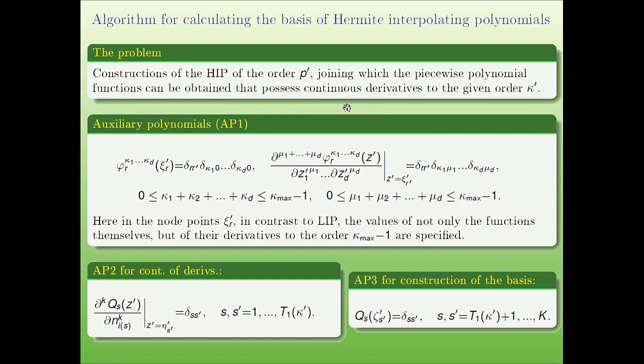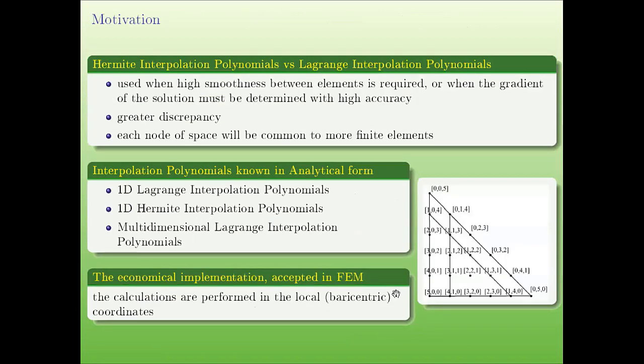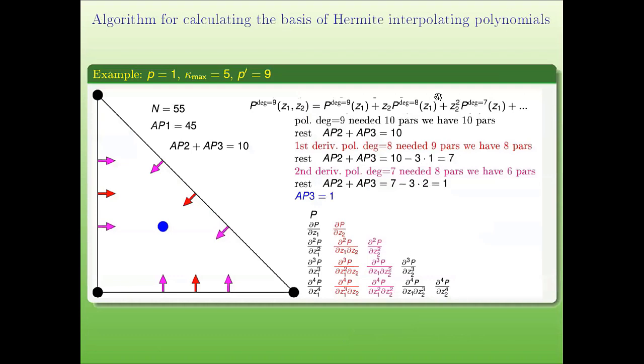As the basis for the analytical calculation of the one-dimensional interpolation polynomials, we use an auxiliary interpolation polynomial of the first type, which is determined by this equation. In the multidimensional case, these values do not form the basis of the interpolation polynomial, and we need two more types. The second type is needed for continuity of the derivatives, and the third type is needed for construction of the basis. So how do we construct them?